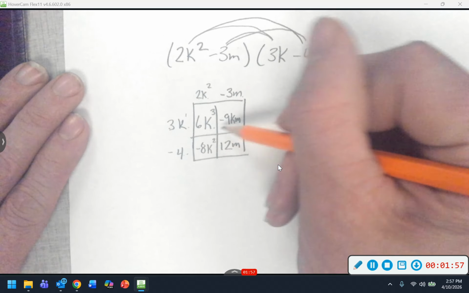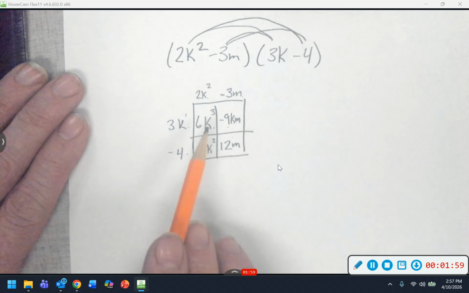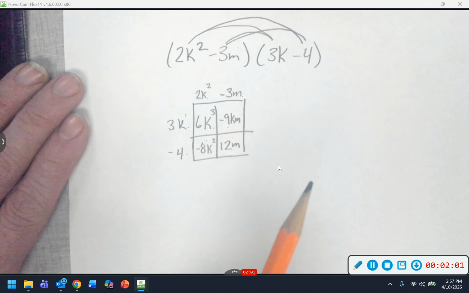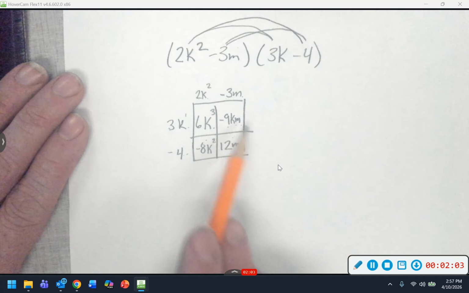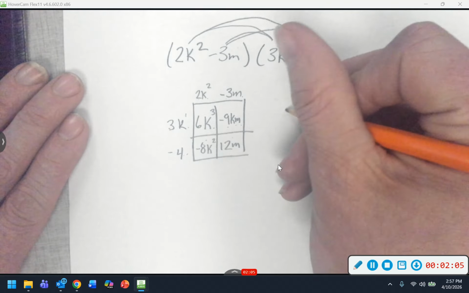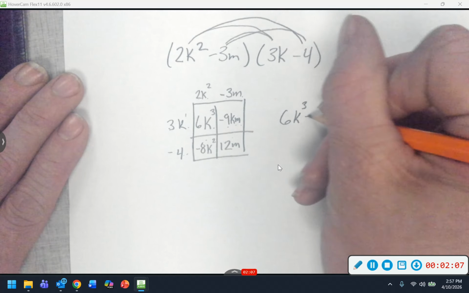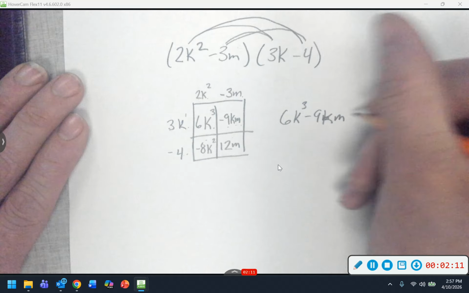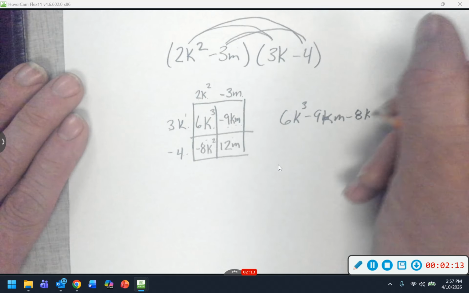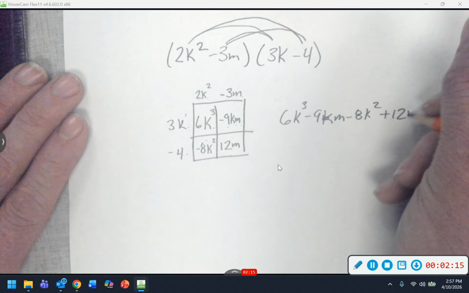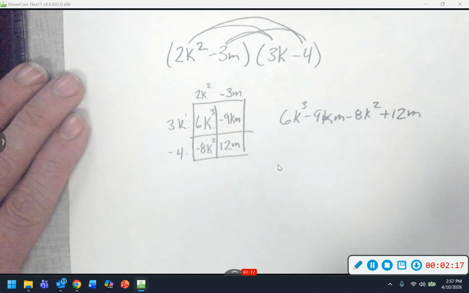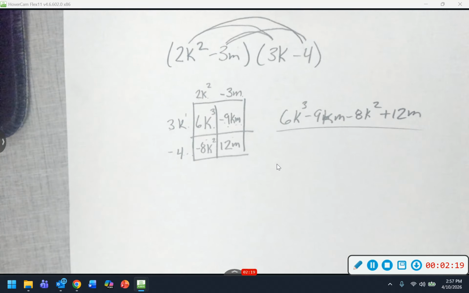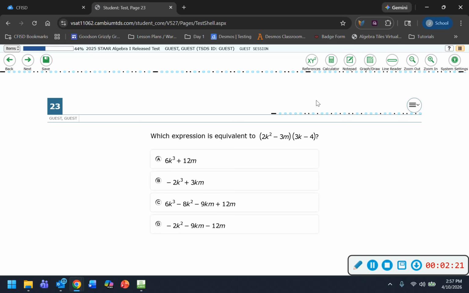So you'll notice here, there are no like terms. K cubed and k squared, those aren't the same. Km is not the same as m, so when I write this all out, it's just going to be written as a bunch of terms just adding up next to each other. Make sure you keep your signs straight, but this is essentially our answer. They might have put it in a different order, but I can see the only one with 4 terms is the only one that matches.